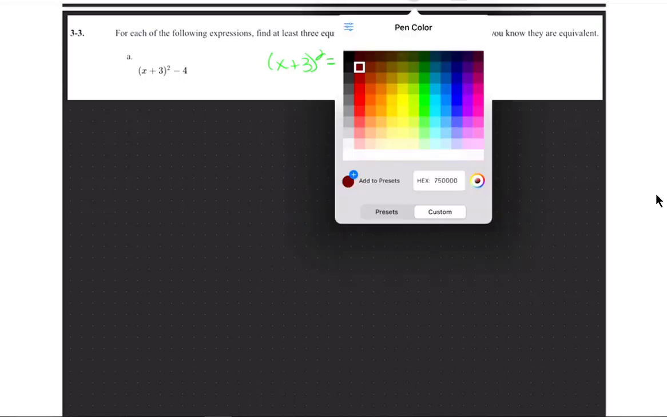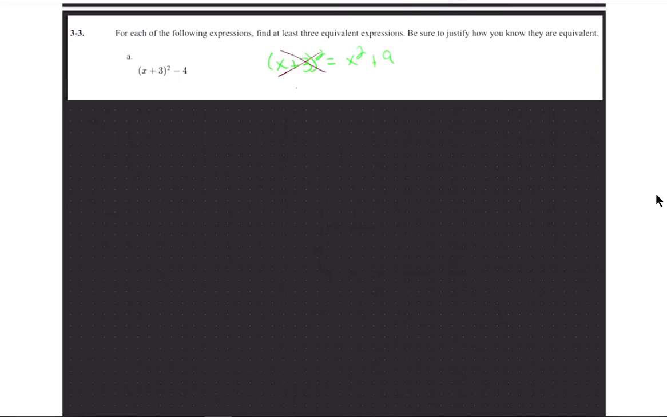Every now and then I'll get a student that wants to tell me that x plus 3 squared, they just want to square, like take the square inside, and they get x squared plus 9. And I'm going to change this to red. That is not true, right? When something is being squared, squared means it's being multiplied by itself.